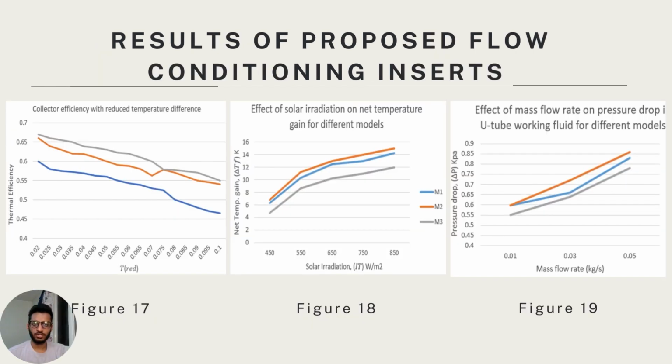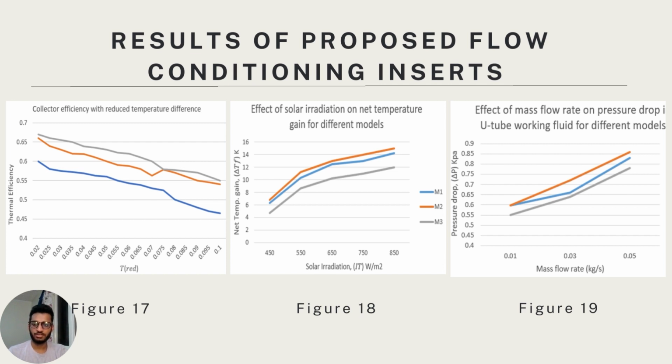The results of the proposed flow conditioning inserts: the analysis is accomplished with the optimum operating condition and a mass flow rate of 0.001 kilogram per second. In case of plain tube inserts, the net temperature gain is obtained as 10.3 Kelvin. For the two internal fin cases, the net temperature gain is obtained as 3.1 Kelvin, for a useful heat gain of almost 395 watt per meter square.